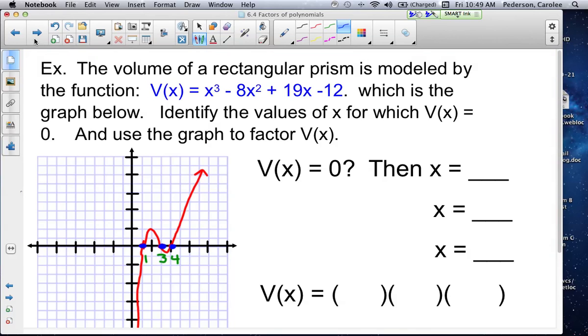All right, let's go on to our application problem. This will finish our lesson for today. The question is, the volume of a rectangular prism is modeled by this function. What I do want you to write down is just go ahead and write this function down. The volume of x equals x cubed minus 8x squared plus 19x minus 12, which is the graph below. It says identify the x values for which the volume would equal 0, and use this graph to factor it. So go ahead and draw this graph also. We'll give you some time to do that.